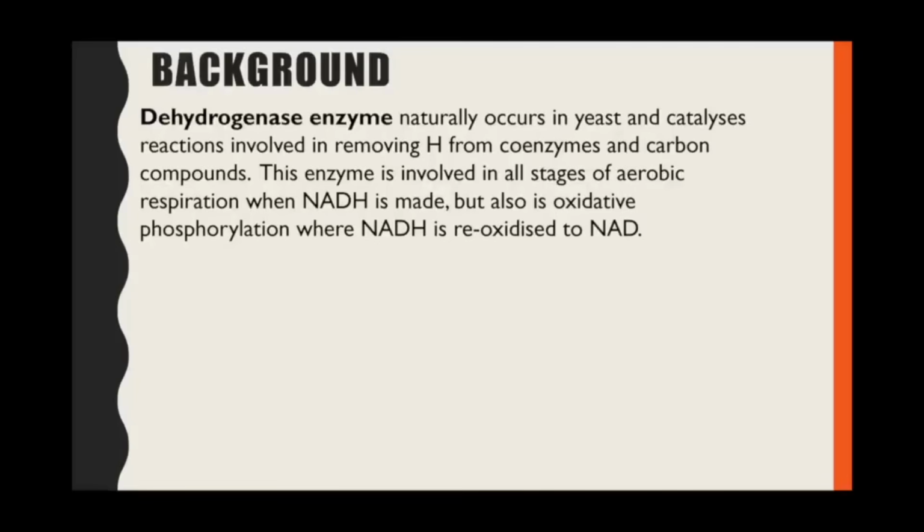And what it does is catalyse the reaction of removing hydrogen from coenzymes and the carbon compounds in the different stages of respiration. Now that hydrogen would normally be picked up by a coenzyme such as NAD, or if it's in the final stage, oxidative phosphorylation, it's actually NADH which is having the hydrogen removed, and that's then split into the electron for the electron transport chain, and the proton for chemiosmosis. So that is how the dehydrogenase enzyme is naturally functioning in the yeast.